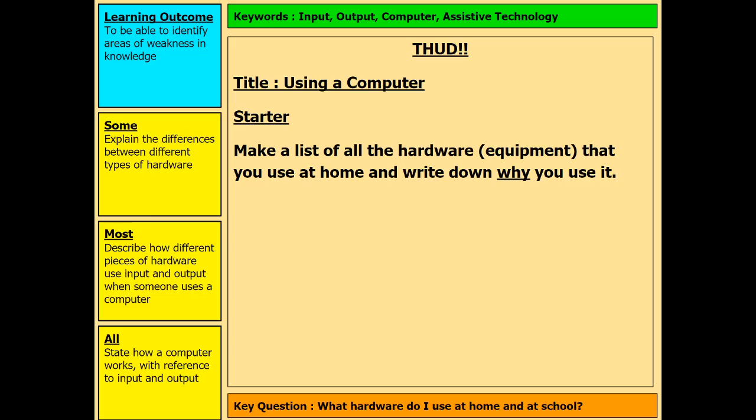What you need to do before we get going with the lesson is go onto Google Classroom and load up the Google Doc you can see on there, which is called Computer Systems, and put today's title, which is using a computer, today's date, and then have a go at that starter activity. Give the video a pause and then once you've completed the starter, we'll get going.